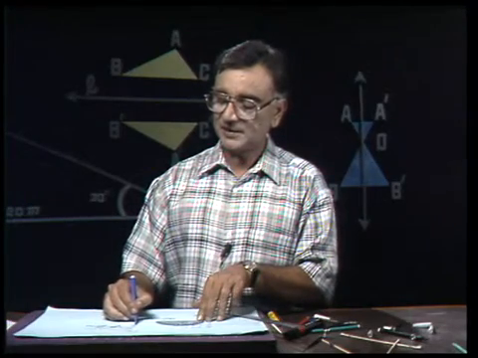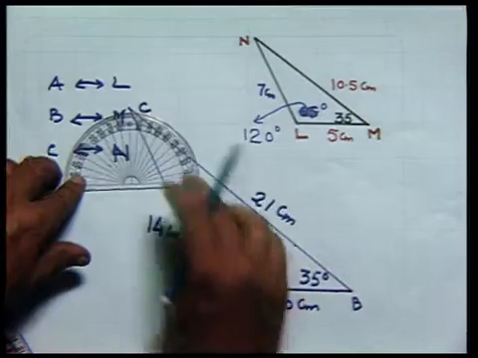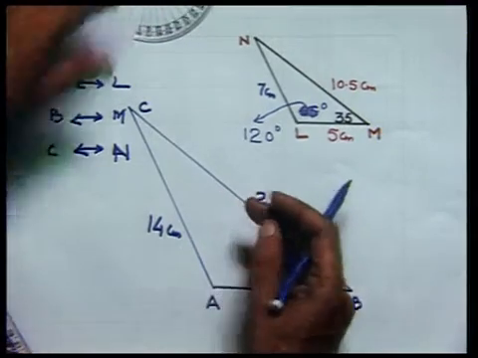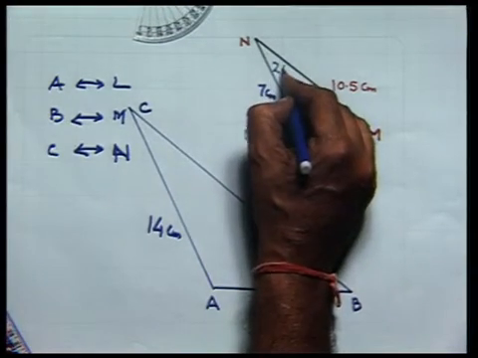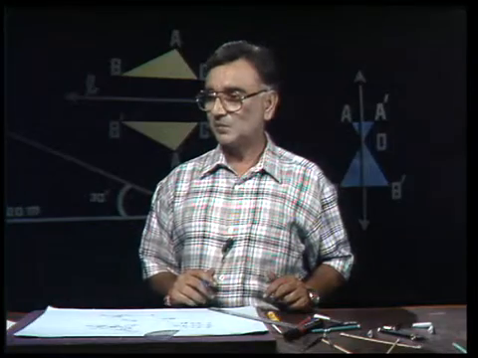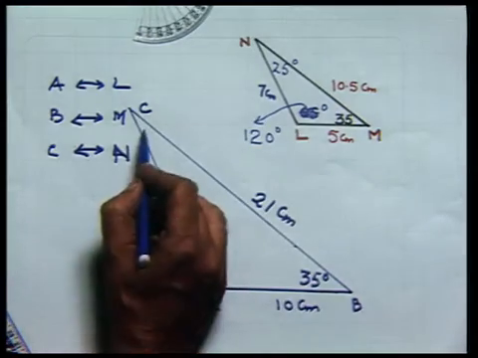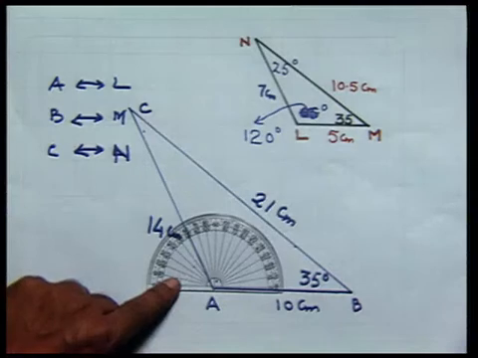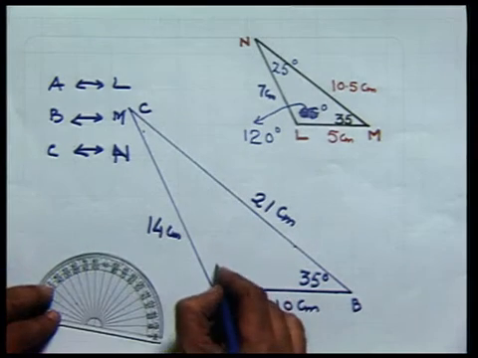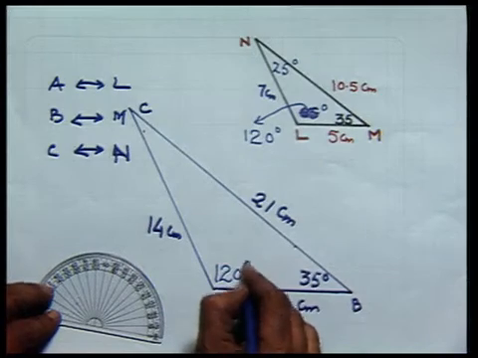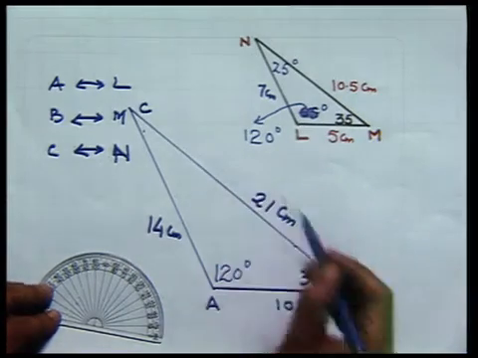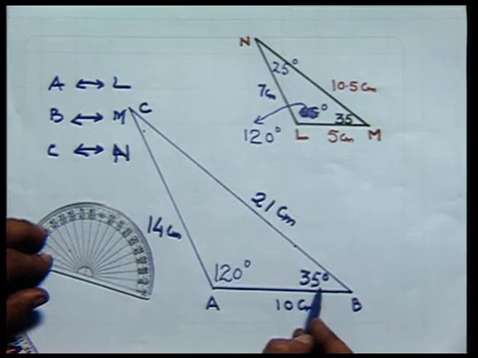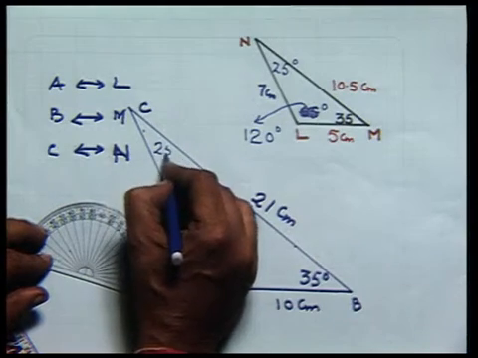This angle is 120 degrees. So the third angle obviously will be how much? That will be 25 degrees. Now let us see the measure of angle A and that of angle C. Angle A is exactly 120 degrees, that is equal to angle L, and C angle, now this being 120 and this I have already constructed as 35, this will be 25 degrees.